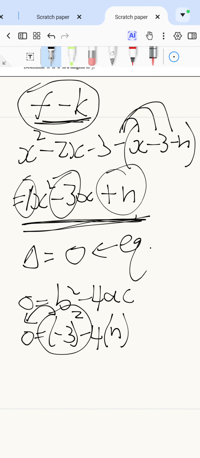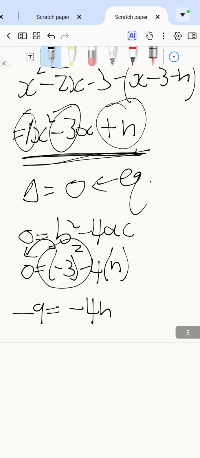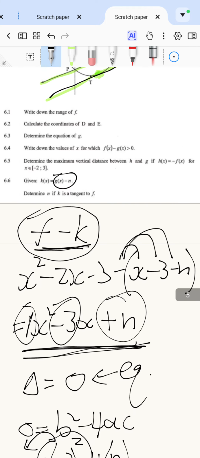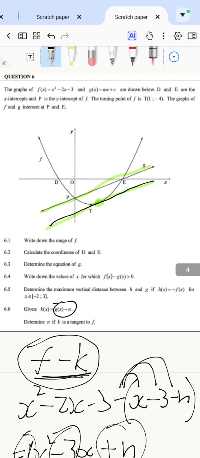So minus 3 squared is 9, so subtract 9 on both sides, minus 4n, and divide both sides by negative 4. So n is equal to 9 over 4. What this means is, let's go back to our picture. If you take g and you subtract 9 over 4, then it will create a line that only touches your graph once, and that's this question.